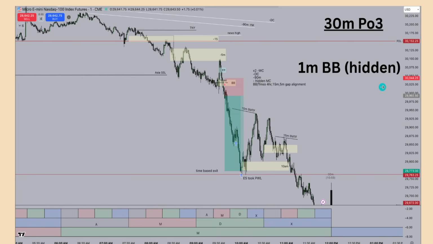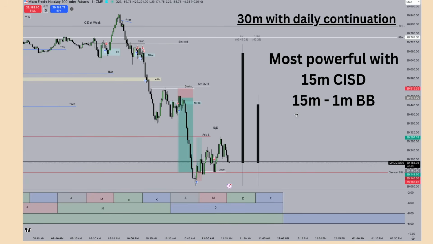15-minute order blocks, 15-minute breaker blocks, 15-minute CISD. There's a 1-minute breaker block hidden right here, and even that was so significant to send us lower, even hidden, because we had 15-minute CISD at this top, and then our 15-minute order flow is being respected. 15-minute is so important when it comes to the day, especially when it comes to catching the move of the day off of a 30-minute open that creates a breaker.